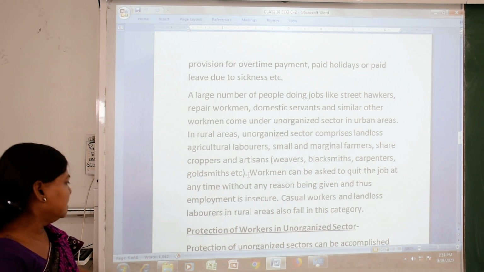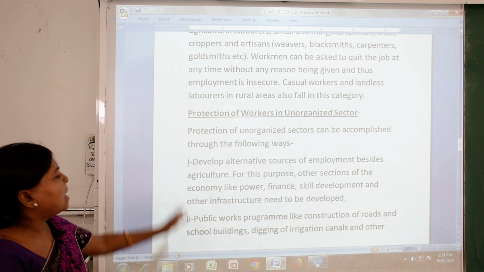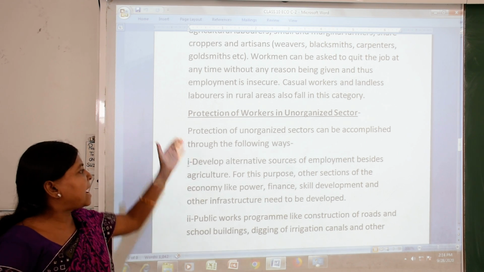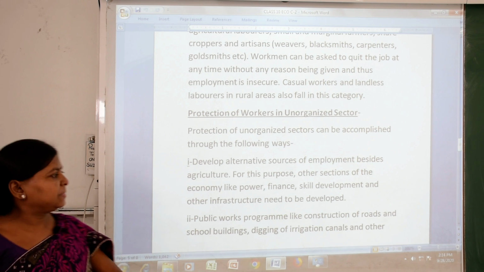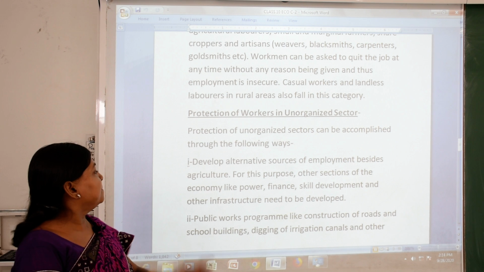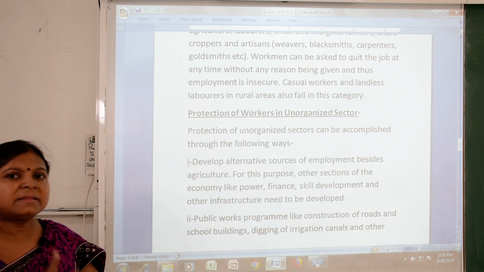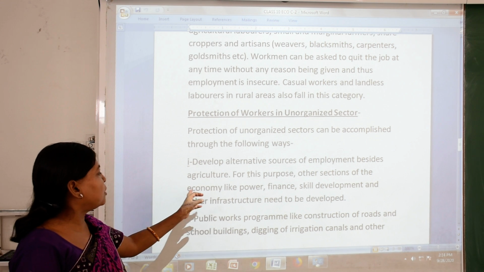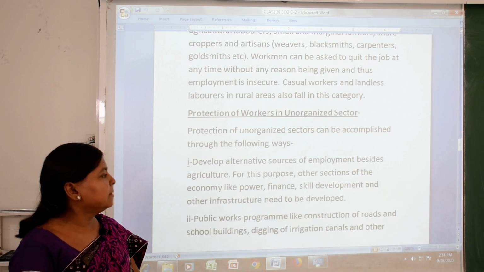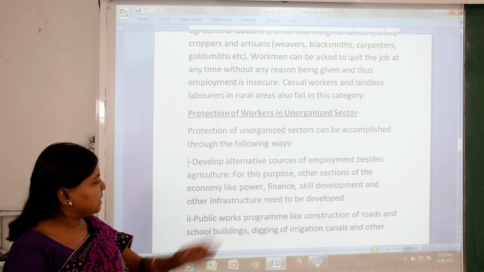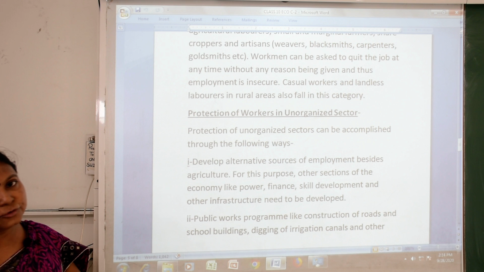So see this, the problem of unorganized sectors can be addressed in some ways. First, develop alternative sources of employment besides agriculture and others. For this purpose, other sections of the economy like power, finance, skill development, and other infrastructure need to be developed. If they are developed, the people will get jobs easily.